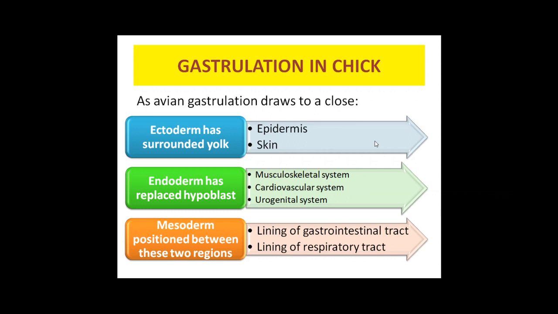As avian gastrulation comes to a close, the ectoderm has surrounded the yolk. This ectoderm gives rise to epidermis and skin. Endoderm has replaced hypoblast. This endoderm gives rise to musculoskeletal, cardiovascular, and urogenital systems, and mesoderm has positioned itself between these two regions. Mesoderm ultimately gives rise to the lining of the gastrointestinal and respiratory tract.